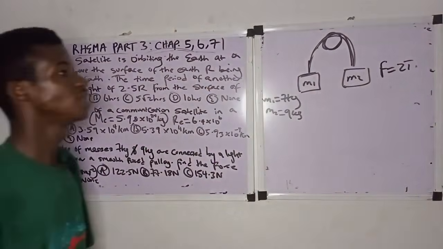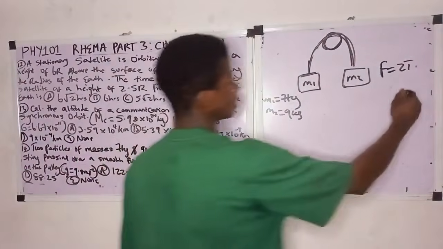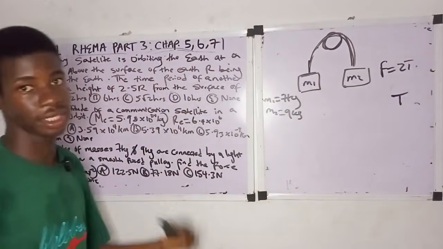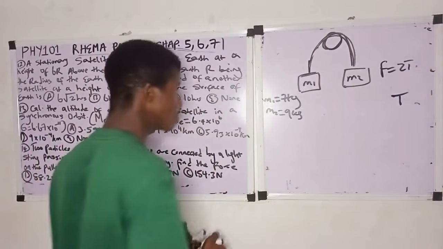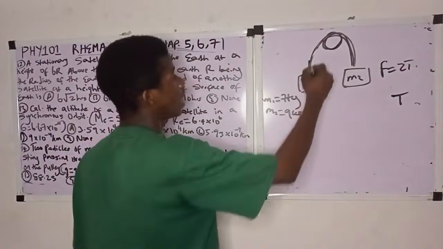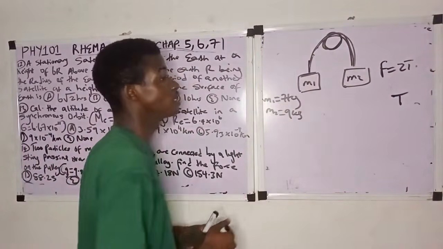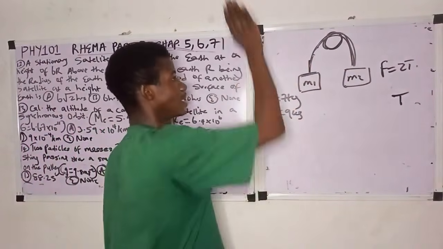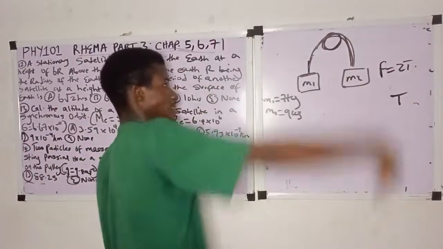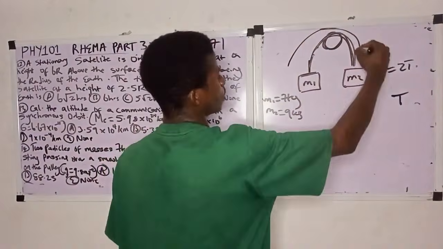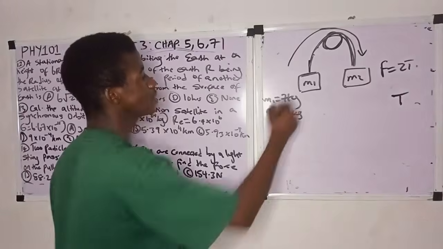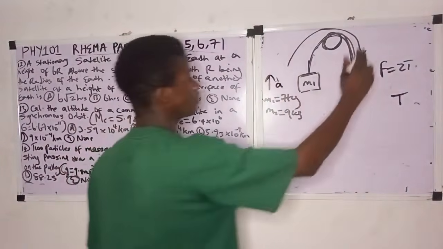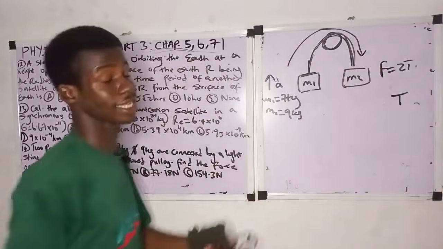We are looking for the force in the system, so we need to know the tension first. How are we going to know the tension? It's very easy, let me show you how. The direction of motion in this system is like this, so M1 is moving towards this side. M2 is heavier than M1.